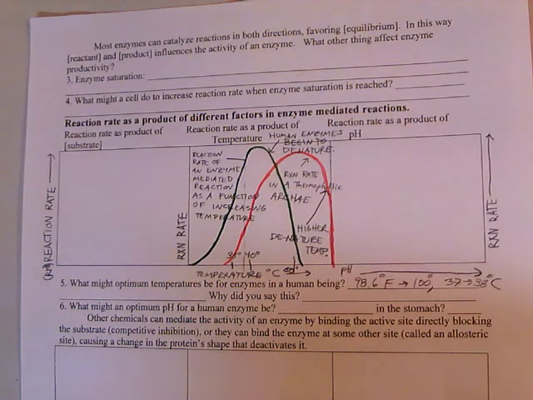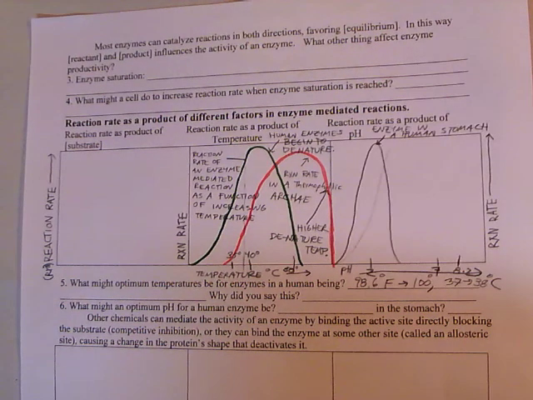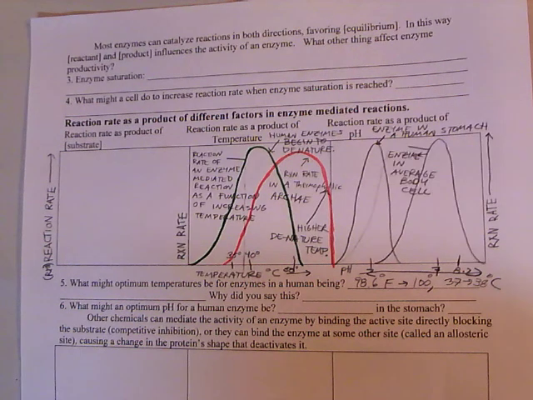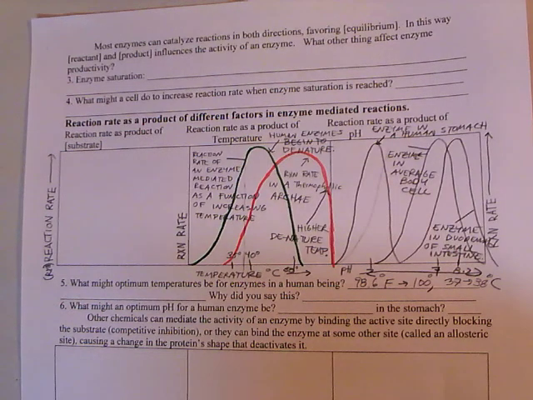If we looked at a graph of enzyme-mediated reaction rate as a function of pH, we would see similar trends. There would be a pH at which the enzyme operates most efficiently. There will also be a pH above which the enzyme denatures or falls apart, as well as below which it denatures or falls apart. It would also look different depending on the environment that the cell we were talking about was functioning in.